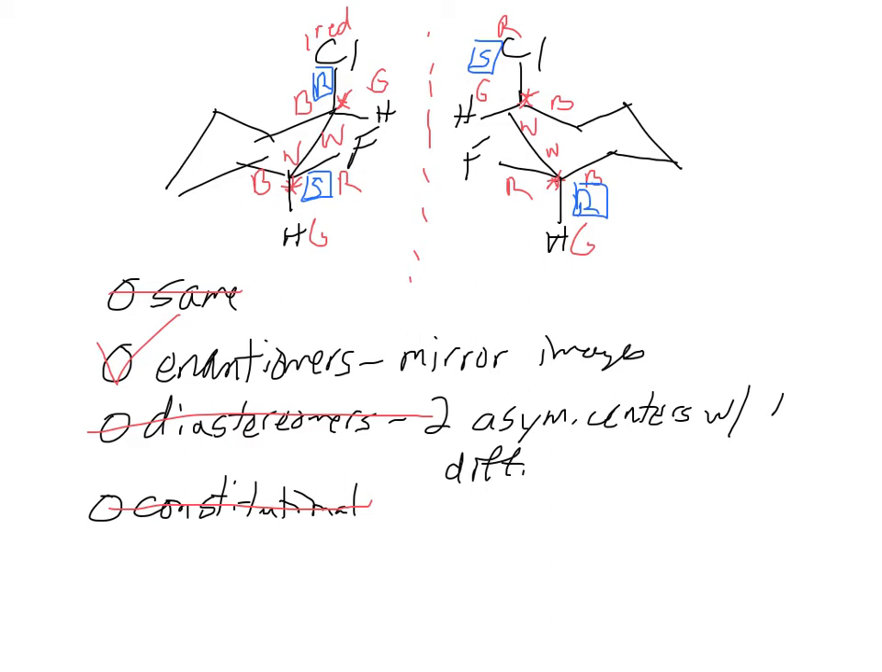But what would they have? I mean, just letter-wise. If this was RS, what's the diastereomer for RS? SS. Or RR would be a diastereomer to this one, right?